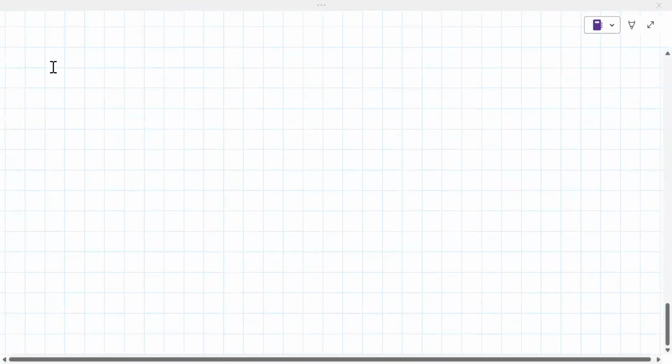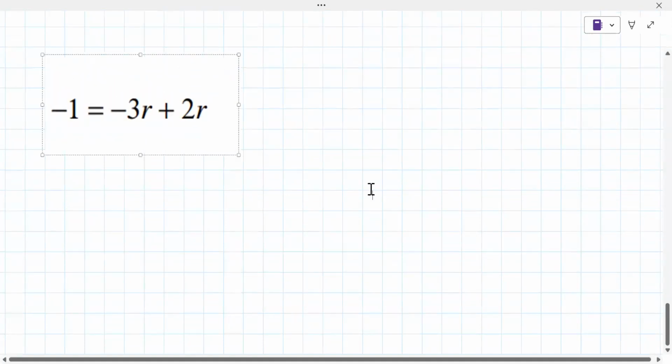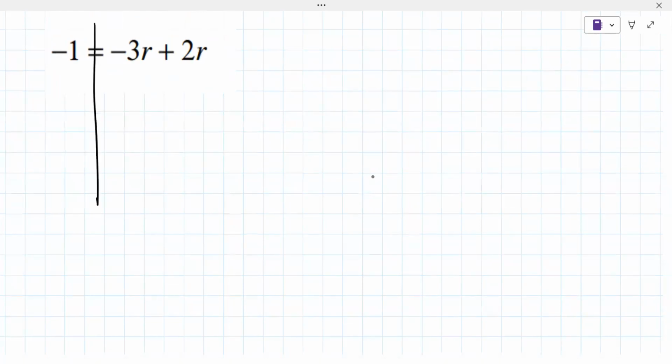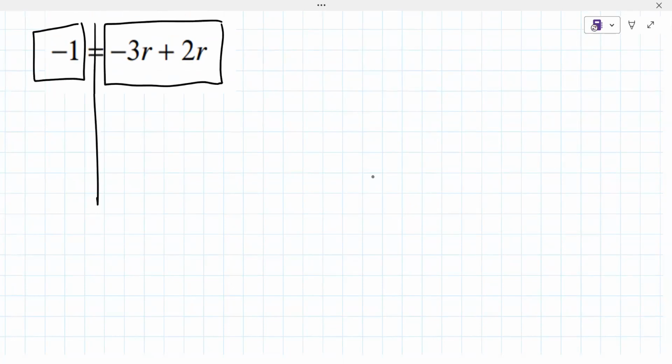Okay, here's another one to look at. So you really kind of isolate your view. You either look at the left side or the right side, sometimes both, and you say, okay, well, can I combine any like terms?